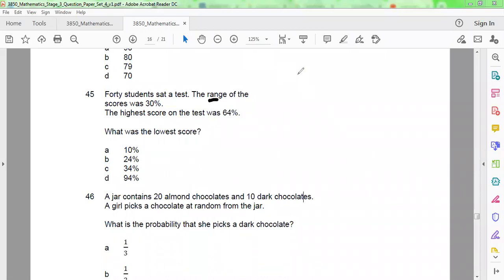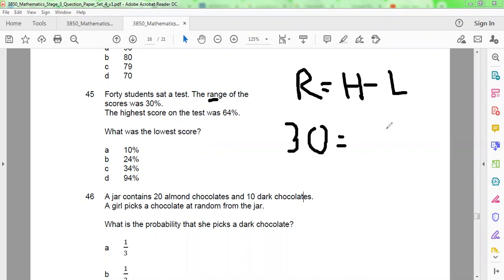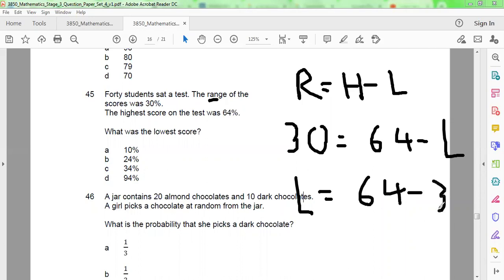So range is the difference between the highest value and the lowest value. So 40 students sat a test. The range of the score was 30. So the range is 30. The highest score was 64. So what was the lowest? So rearranging this, you get that. So I'll just put the negative L over here, so put the plus 30 over there. And the sign changes. So 30 from 64.